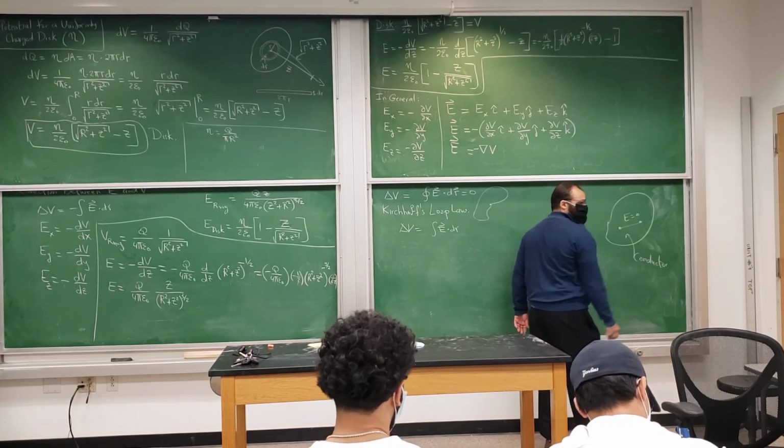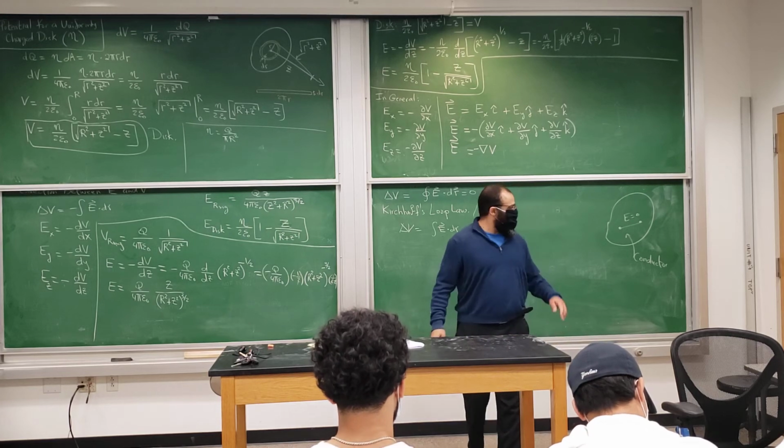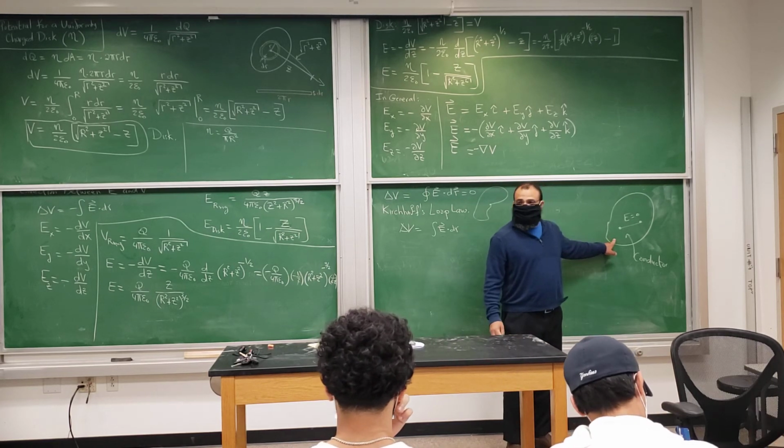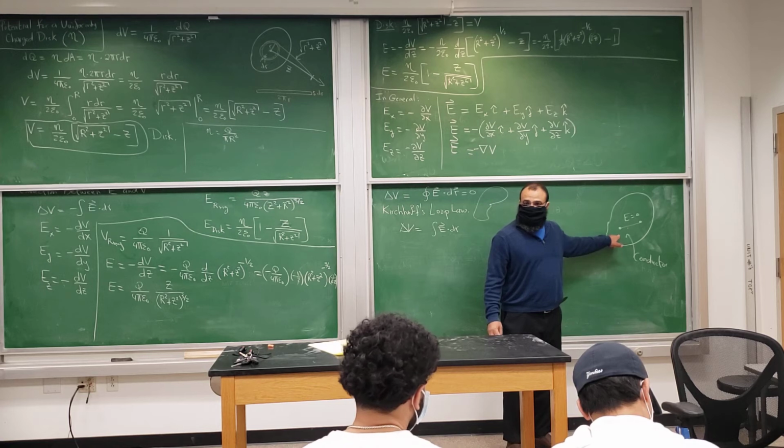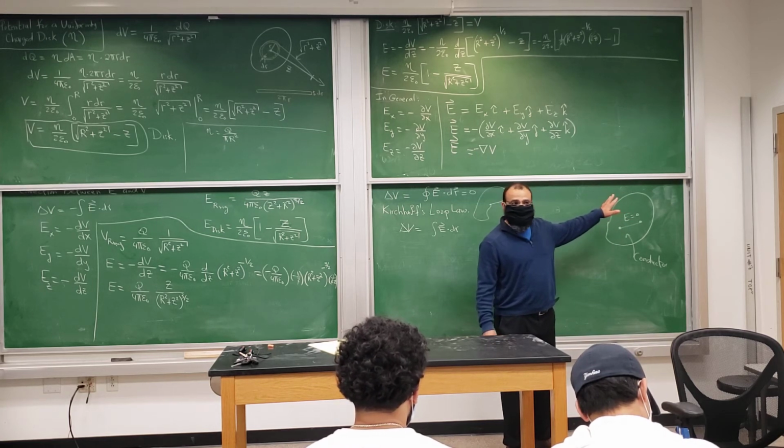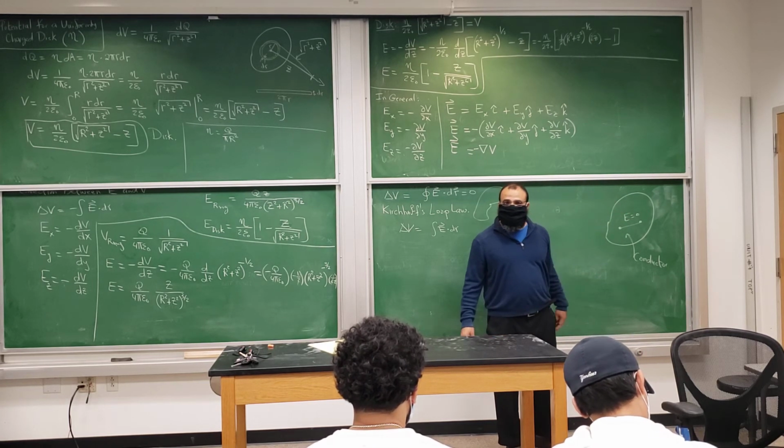A conductor would be equipotential, meaning if this part of the conductor is at a potential of, let's say, 10 volts, every other part would be at a potential of what? 10 volts, yeah. Okay.